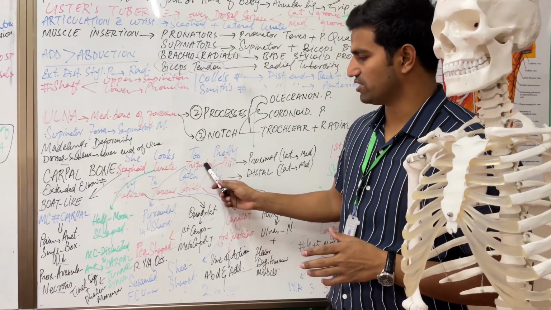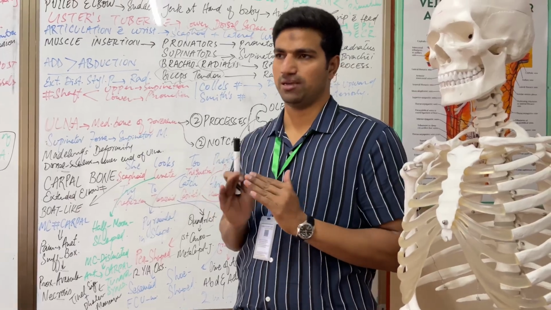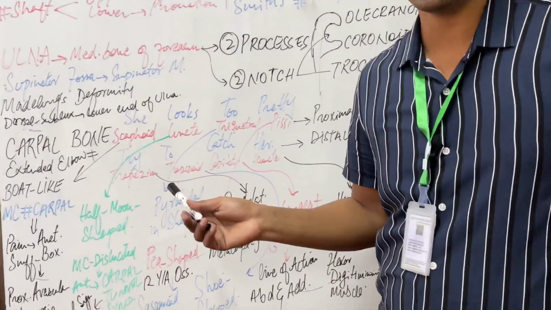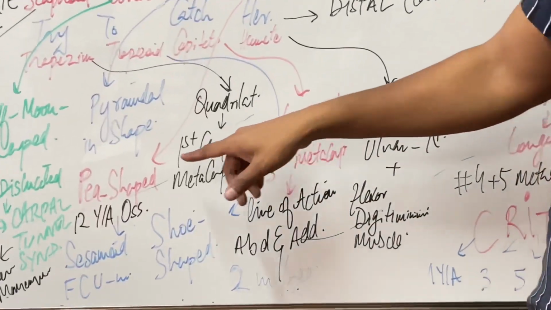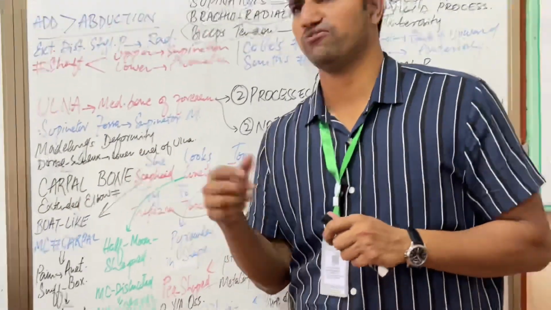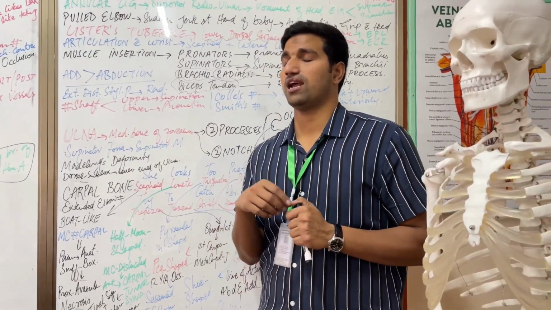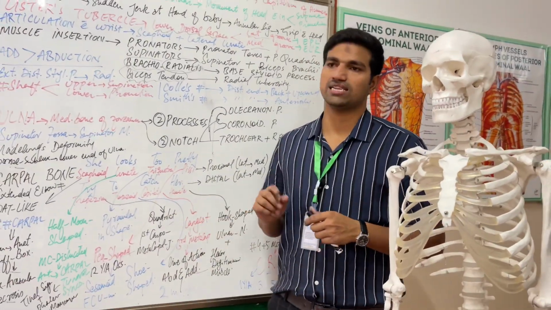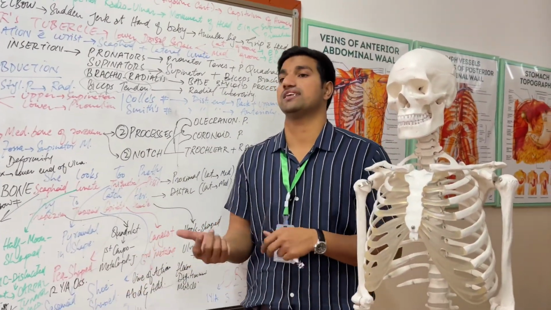Then the third one, the triquetral. This is pyramidal in shape, a prism shaped bone. Then the pisiform. This is a sesamoid bone, a pea shaped bone, and it is the last ossified carpal bone, ossifying at 12 years of age. The sesamoid bone is present in the tendon of the flexor carpi ulnaris muscle.